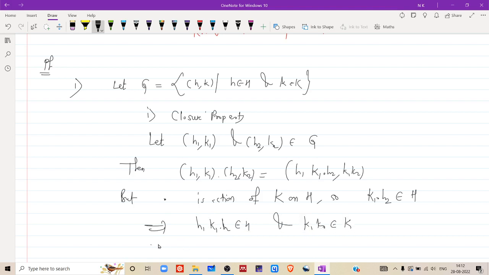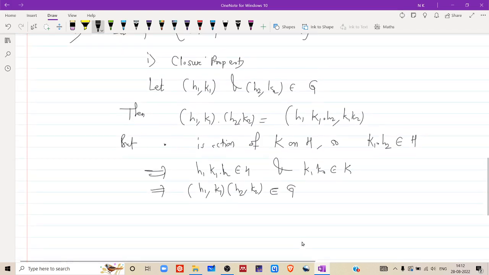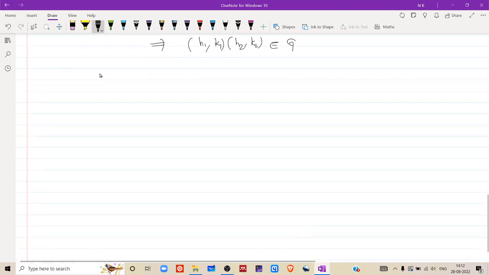So automatically you will notice that the first coordinate is in H, the second in K. That means the product h1 k1 into h2 k2 belongs to G again, right? It's an element of G. So closure property is satisfied. Now let's move to the next property, that is associativity.